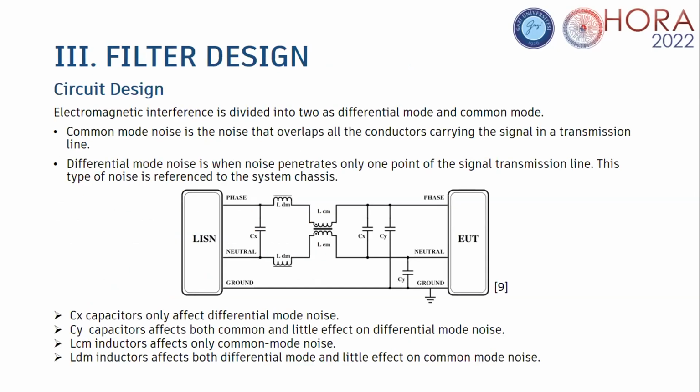Our third section is filter design, and we begin with circuit design. Electromagnetic interference is divided into 2 as differential mode and common mode. Common mode noise is noise that overlaps all conductors carrying the signal in the transmission line, and differential mode noise is when noise penetrates only one point of the signal transmission line. This type of noise is referenced to the system case.